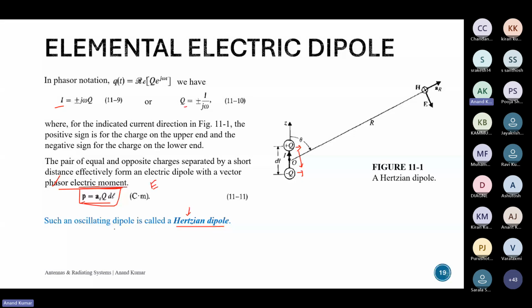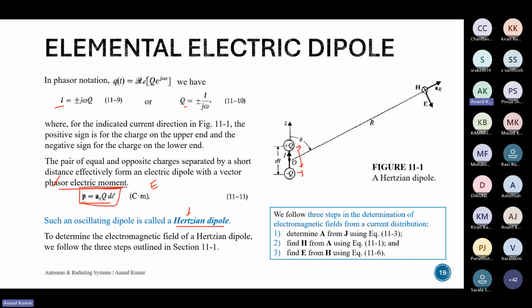We have defined the dipole now. We know the charge distribution, the current distribution, and the dipole moment. Now we do these steps again. We have to determine A from J, and J can be determined from I. Once we have A, we will calculate H, and once we have H, we will calculate E. So let's do that.